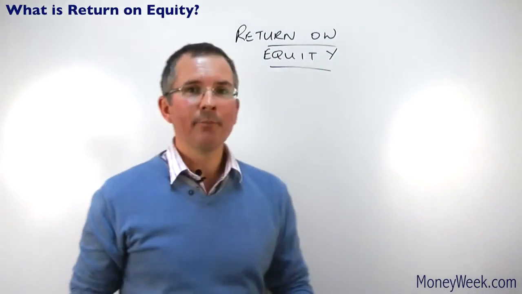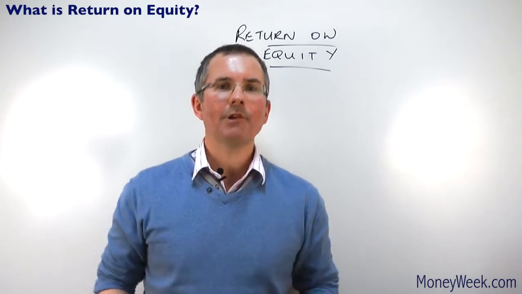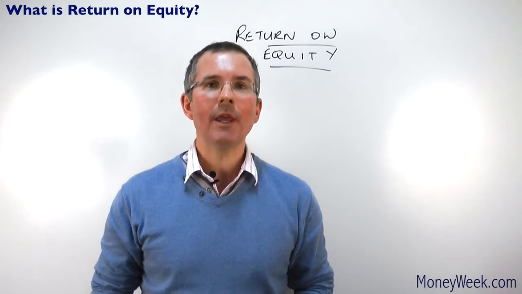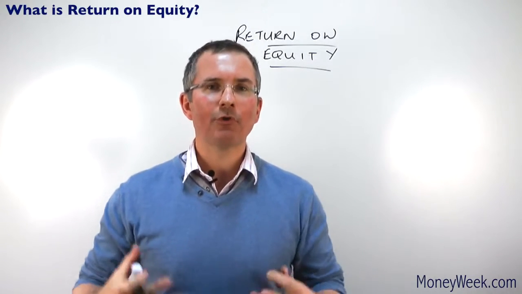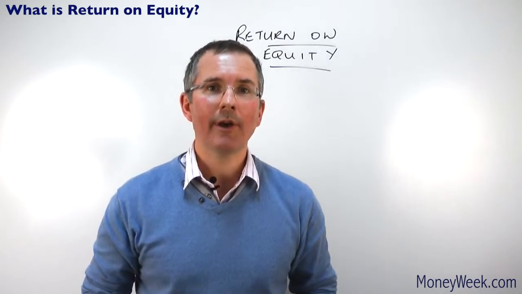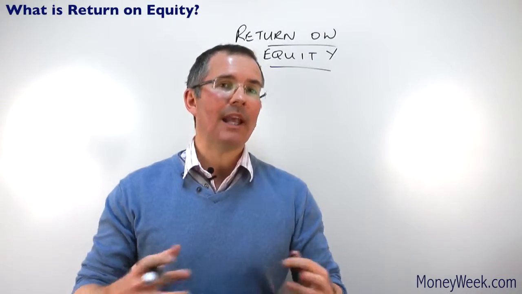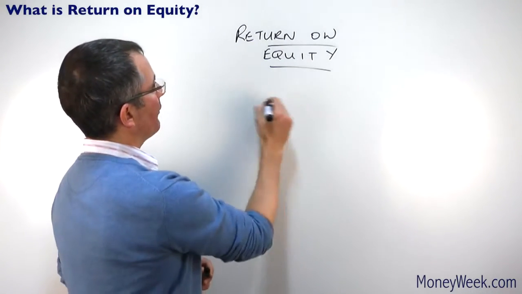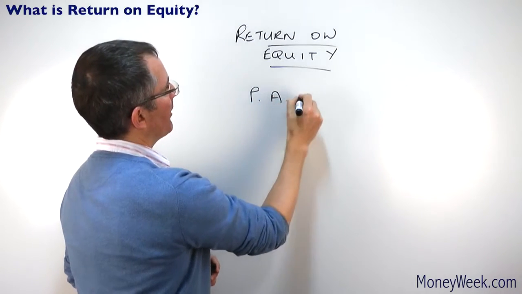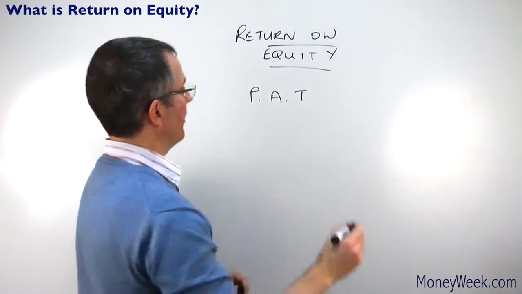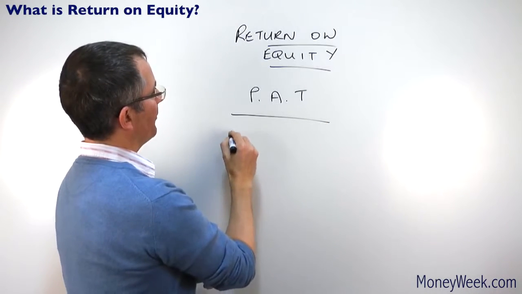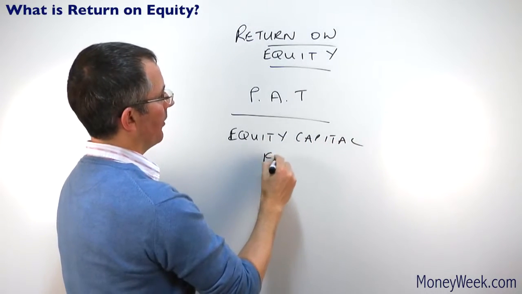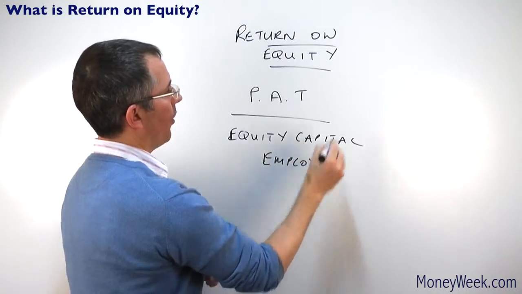What this ratio does is essentially it takes a profit figure. It actually takes the profit after tax from a company's profit and loss account and compares it to the equity capital employed in the business. That's the contribution made by a firm's shareholders, and that is known as equity capital employed or shareholders' funds. So basically all you do is take profit after tax, what the Americans would call net income, and divide it by the equity capital employed or shareholders' funds or net assets.